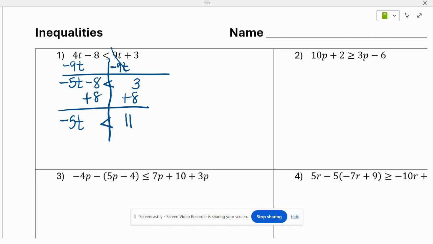Divide by what? Divide both sides by negative 5.